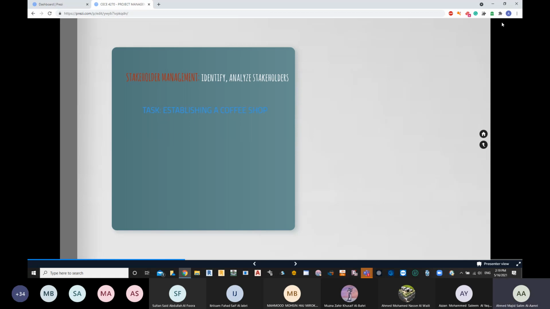And we'll see the example here. For stakeholder management, we are going to go into detail in the next chapter. So the example set here is that we are going to establish a coffee shop, and then we have two businessmen: businessman number one and businessman number two.